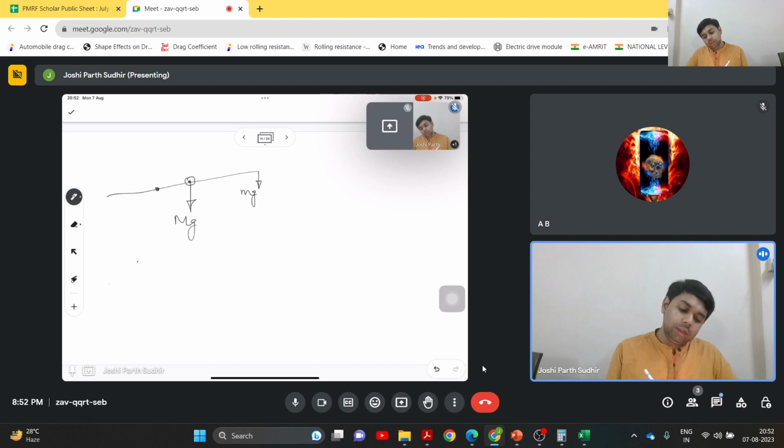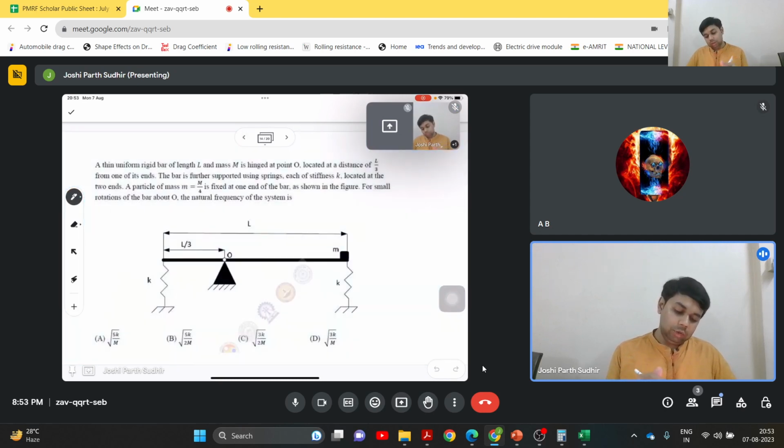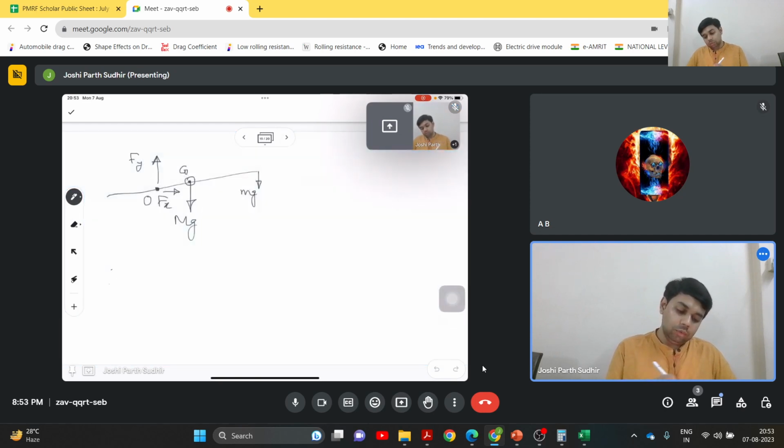Because of the hinge, let us say there is some force Fy and some force Fx acting at this hinge point, let us say O, and we'll call the center of mass as G. Let's call this point A and this B. So at points A and B, there will be a spring force.